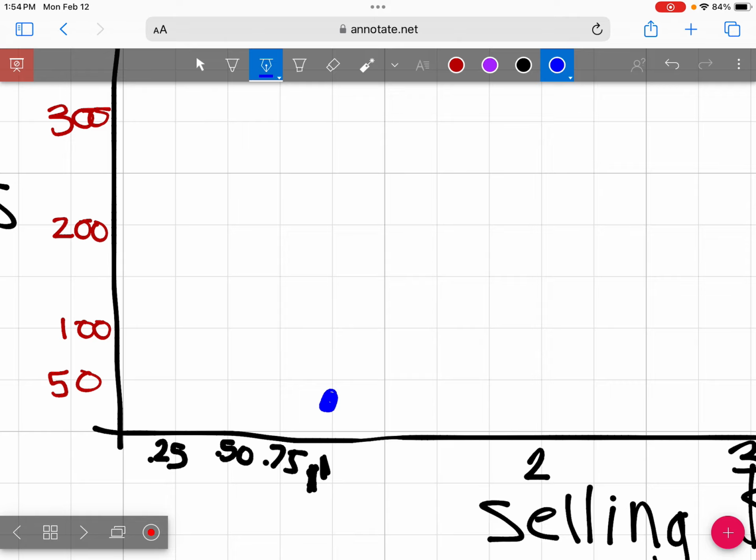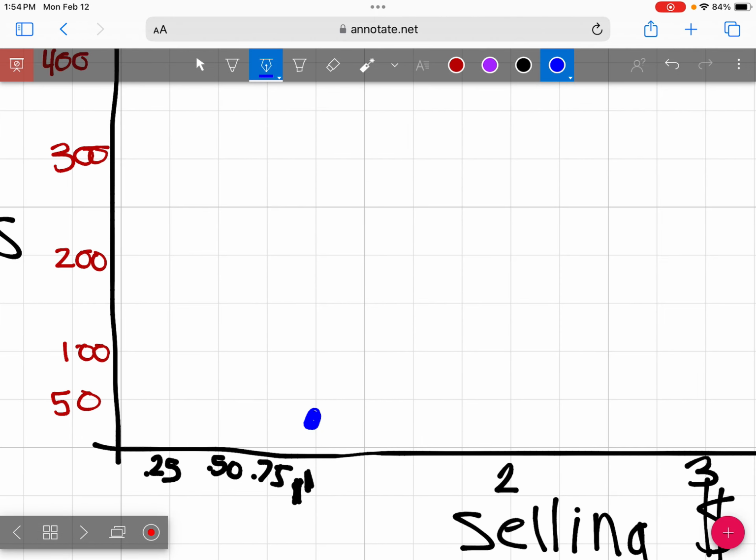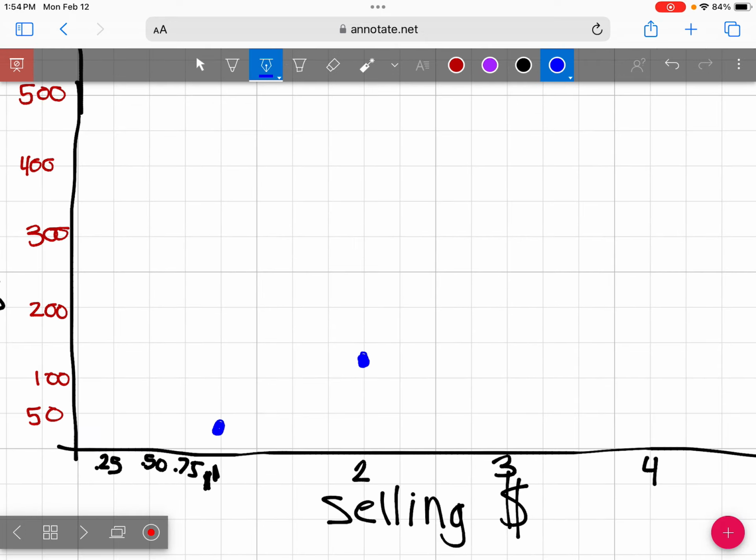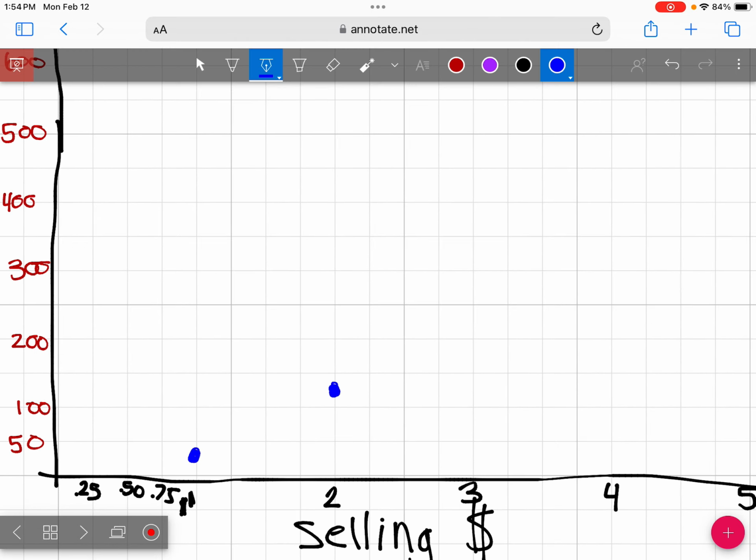Our next information was that at $2, each store got 130. So somewhere up here-ish. And then our next data point was at $4. Each store got 320 dolls.